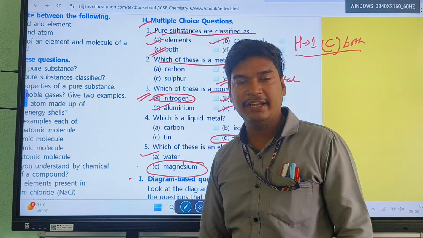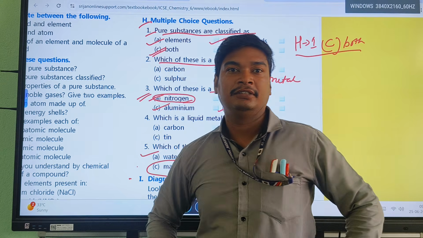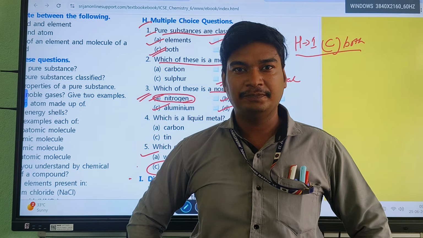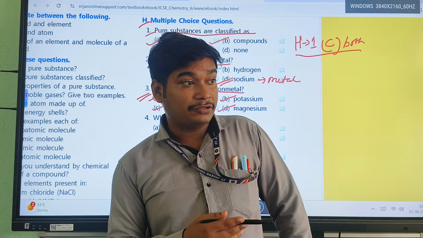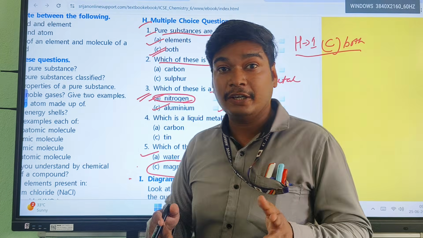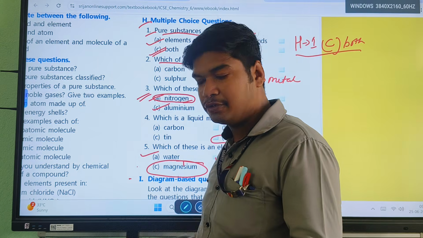Okay, revise well, read well, and that's all for today. I hope you will understand and you will easily find out what is the basic difference between element, compound, mixture, pure substances, impure substances, like this.